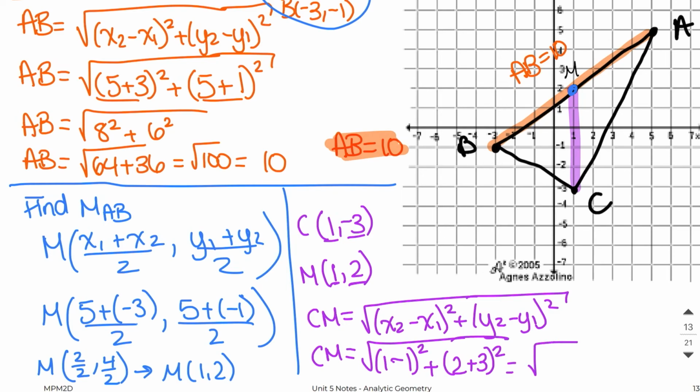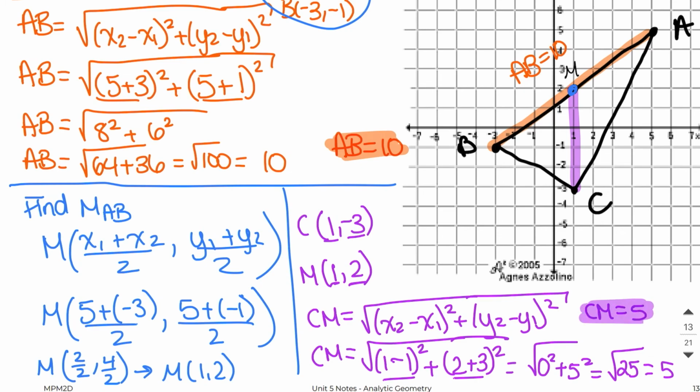So this ends up becoming 1 minus 1 is 0, so I get 0 squared. 2 plus 3 is 5, so I get 5 squared. So I end up getting the square root of 0 squared is 0, 5 squared is 25, so I end up getting the square root of 25, which is 5. So here we know that CM is 5.